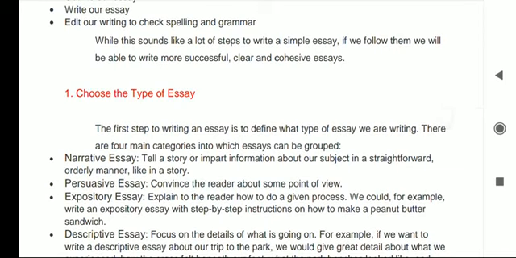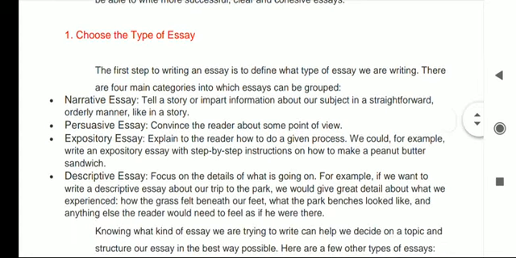The first step to writing an essay is to define what type of essay we are writing. There are four main categories into which essays can be grouped. Number one, narrative essay. Tell a story or impart information about our subject in a straightforward, orderly manner like in a story.